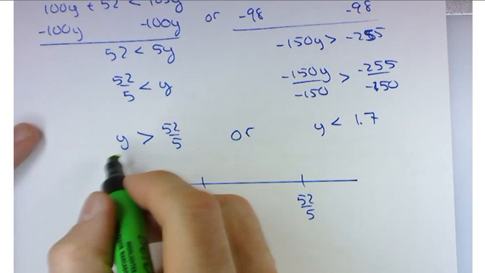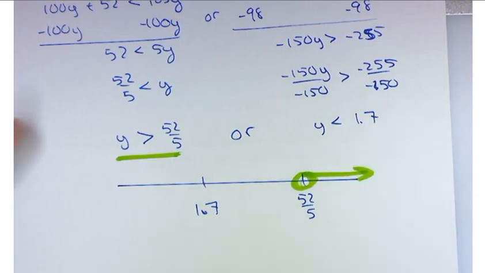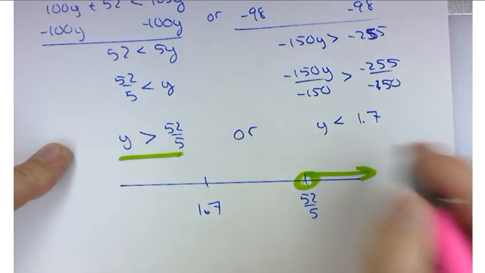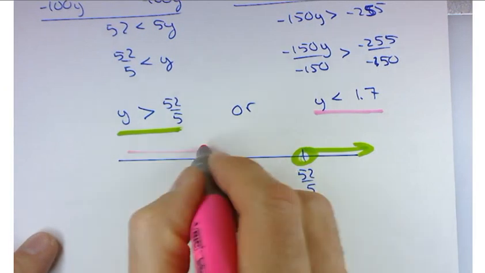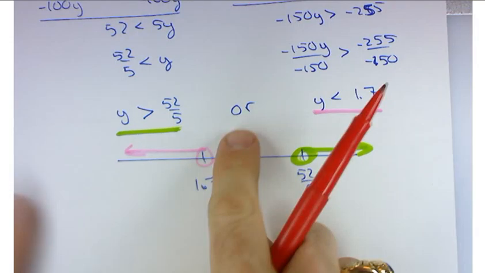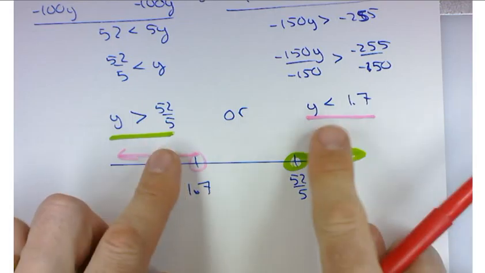So x is greater than 52 over 5, arrow to the right. And y is greater than 52 over 5, or y is less than 1.7, arrow to the left. Now we're looking for the union of both of these. So it's one or the other. And there's not much I can do to simplify it. It's just going to leave it like this.